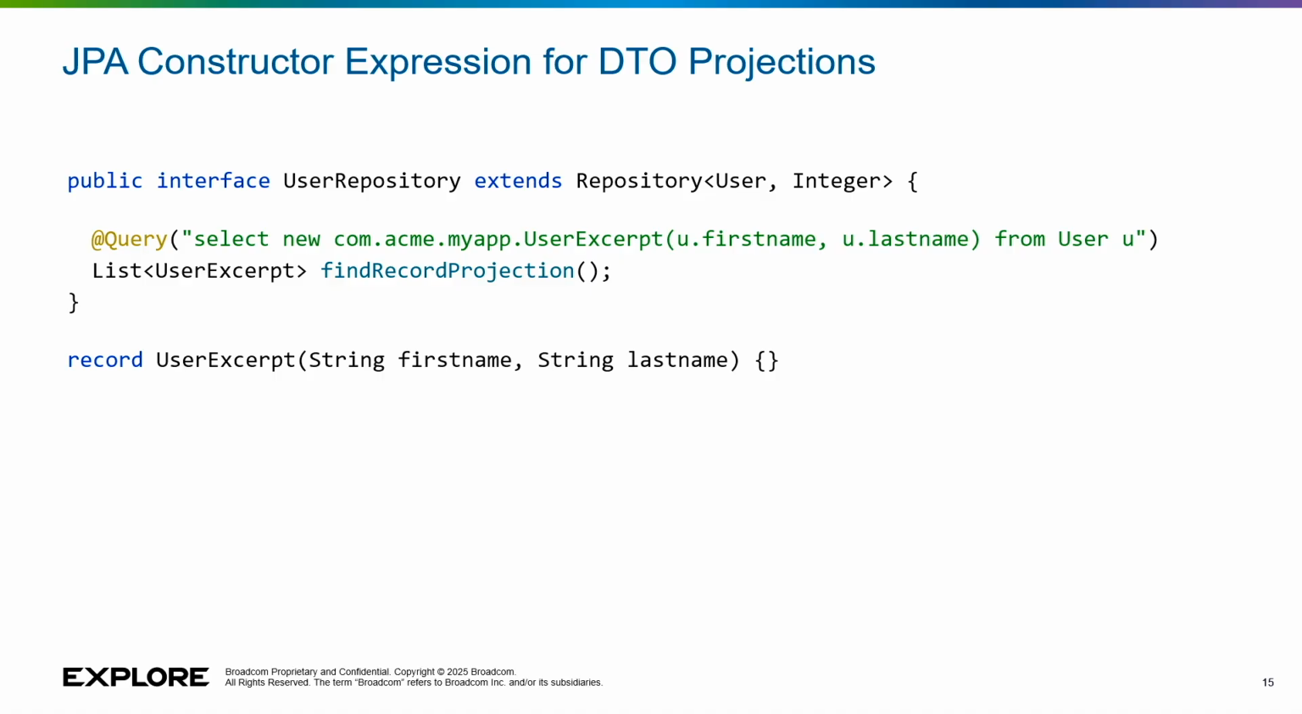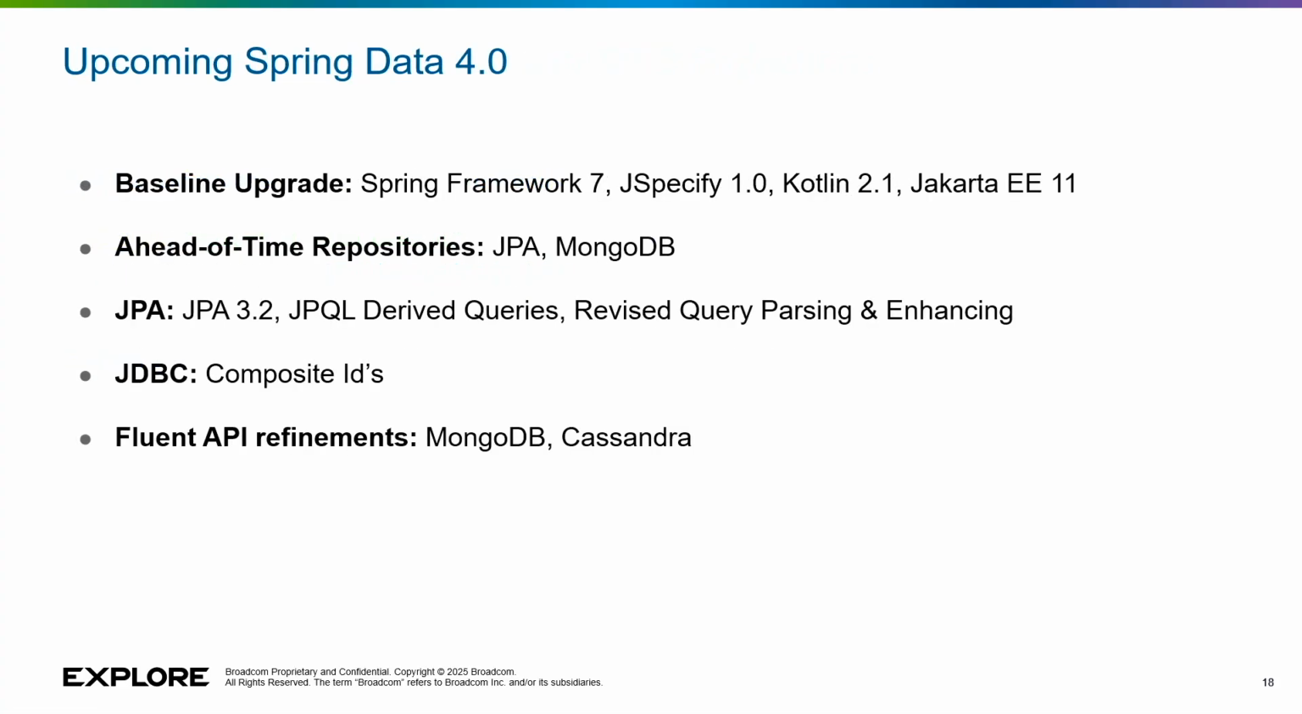This is the constructor projection capability. So you say select a new user excerpt. You can see the syntax is pretty terse. So we refined it a little bit more, and now you can just say select u.firstname, u.lastname, and then another step there, select u from user. So it becomes easier to do projections without having to have a bunch of field by field by field specification. And so, okay, that's Spring Data 3.5. We're going through this fast. I want to make sure we have time for questions at the end.